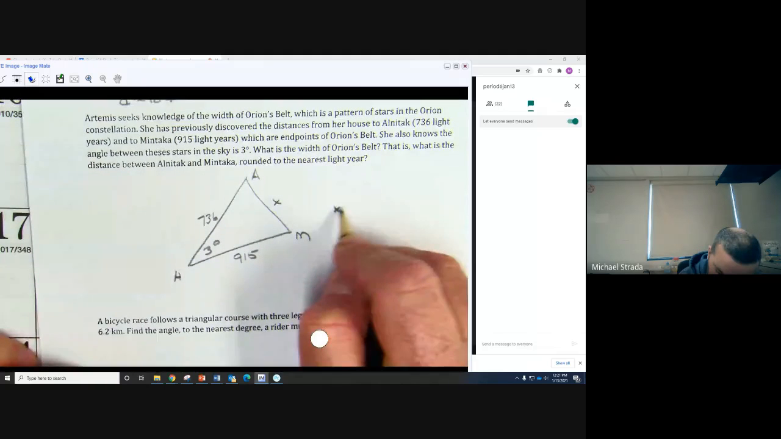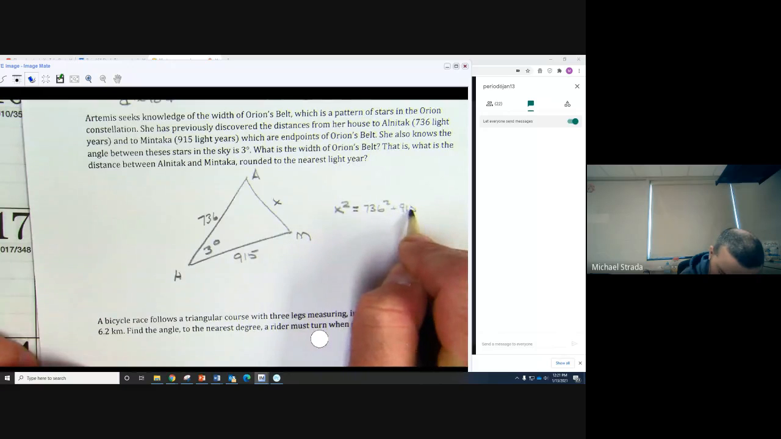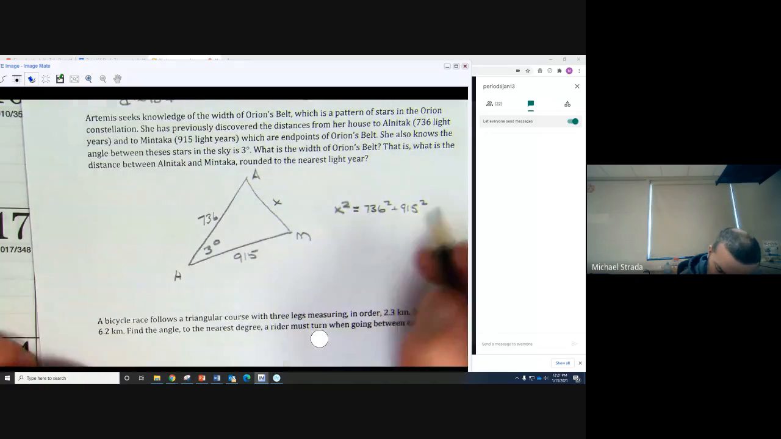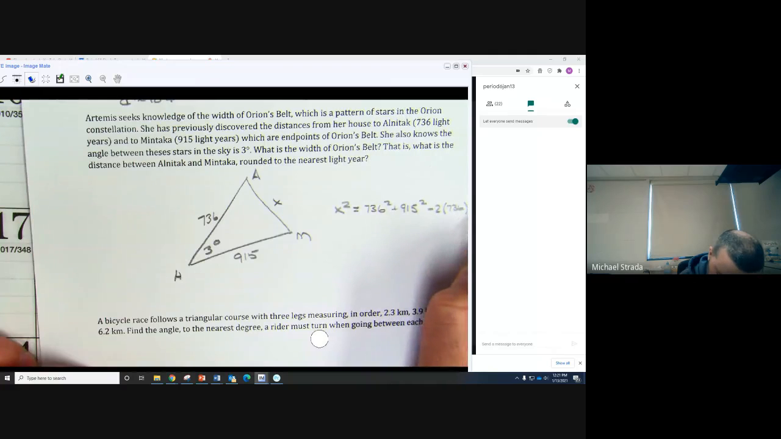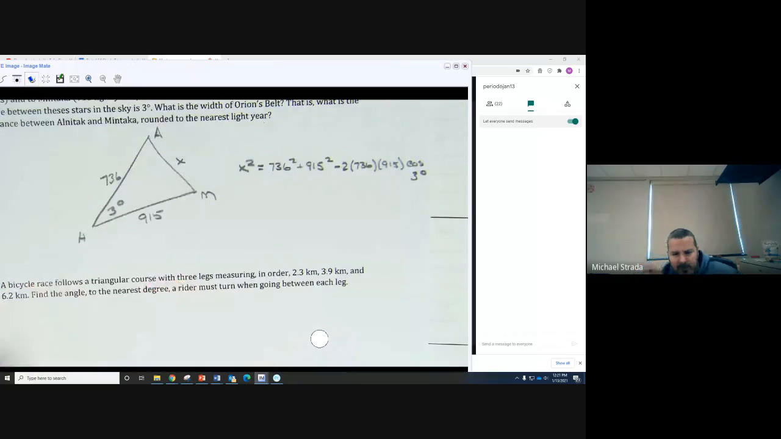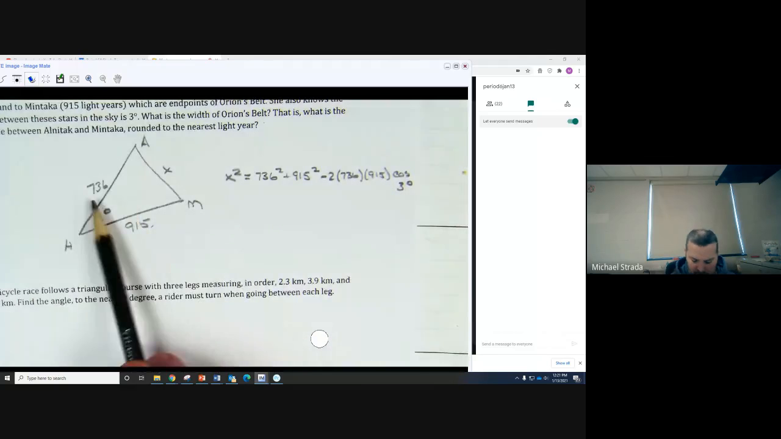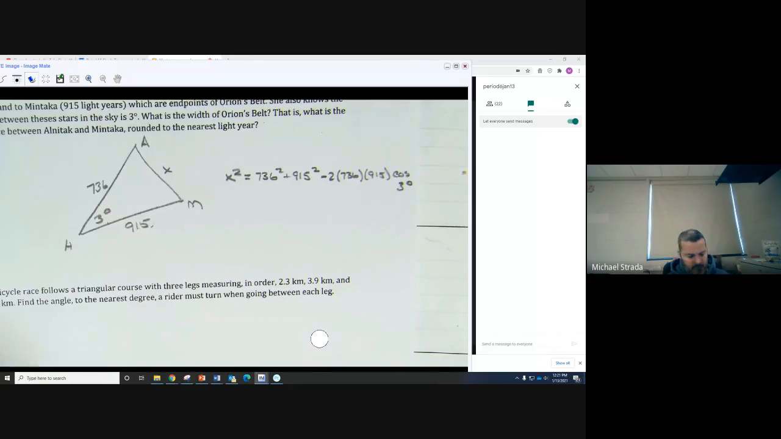All right, so we got side angle side. So the missing side squared would be the two given sides squared and added up, minus double the product of those two sides times the cosine of the angle between them. So it's 736 squared plus 915 squared minus 2 times 736 times 915 cosine of 3 degrees.